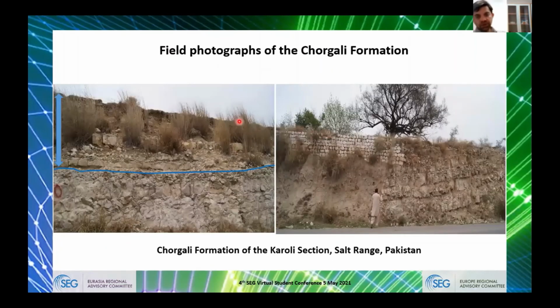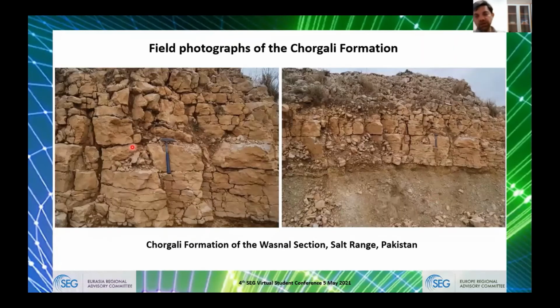And at the Karoli section, above this blue diagram to the left, we have this outcrop which is quite poorly exposed. It is the Chorgali formation, and over here in the right part, we have intercalations of shale in the massive limestone unit, which is also the same Chorgali formation. This is another section, the Versanal section. It consists of medium to thick bedded limestones with some shale, and at places nodular limestones have also been found.